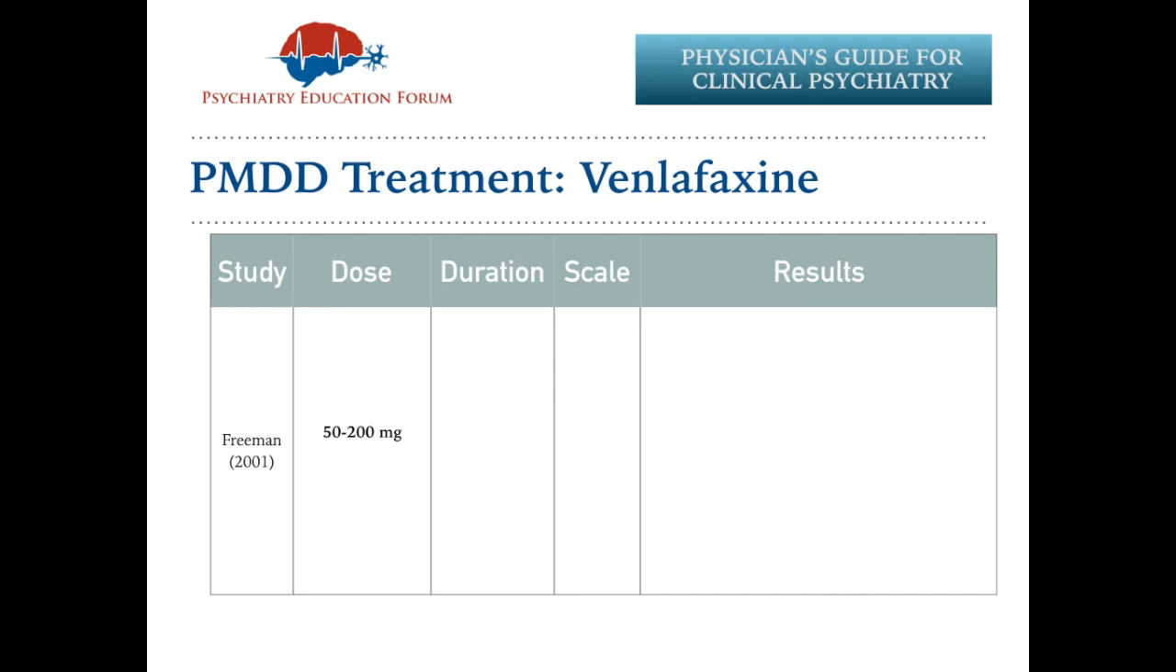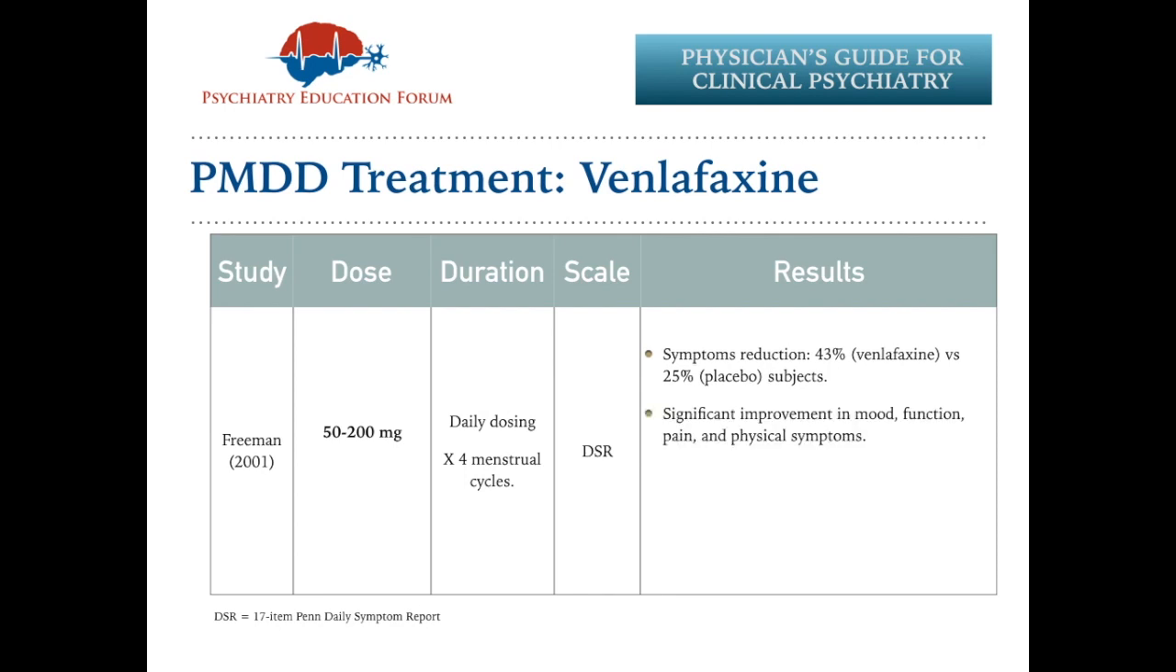This was again a randomized double-blind placebo-controlled trial. And here, females were given daily dosing, not a luteal phase, for 4 menstrual cycles and used DSR as their main scale. And this is what they found. Well, Venlafaxine had 43% symptom reduction compared to placebo. And all symptoms, mood, function, pain, physical symptom had significant improvement.